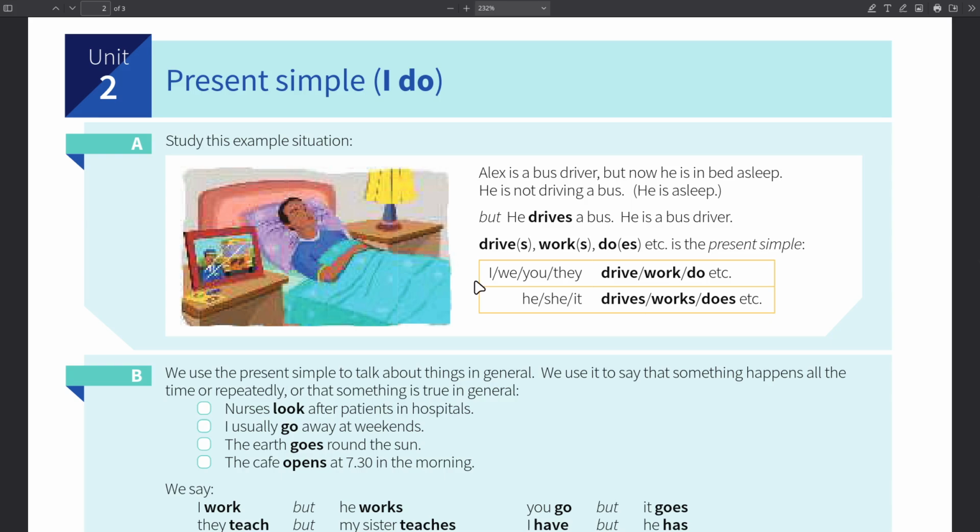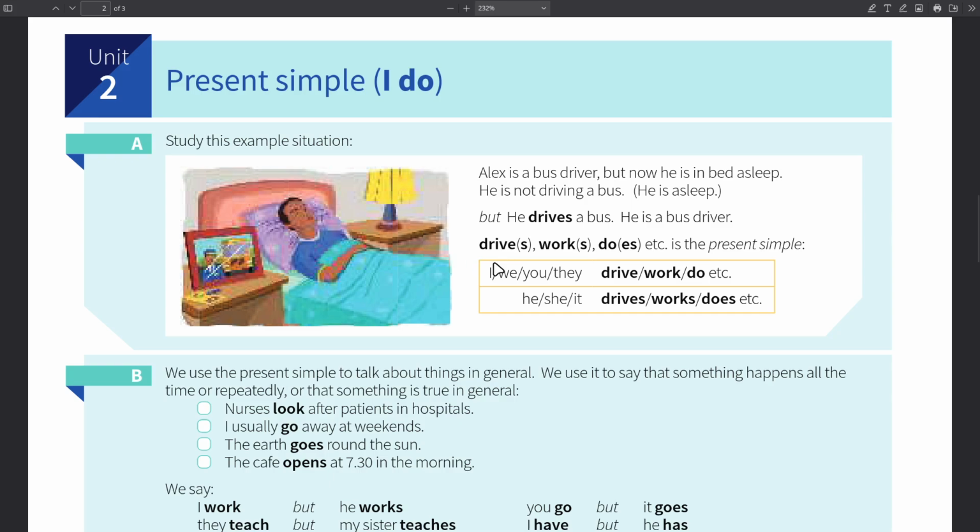So, Alex is a bus driver, but now he's in bed asleep. Okay. He didn't pass away, okay? He's just asleep, okay? He is not driving a bus. He's asleep, okay? But he drives a bus. He's a bus driver, okay?